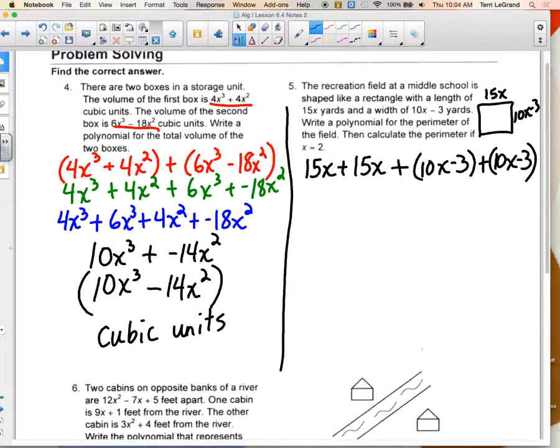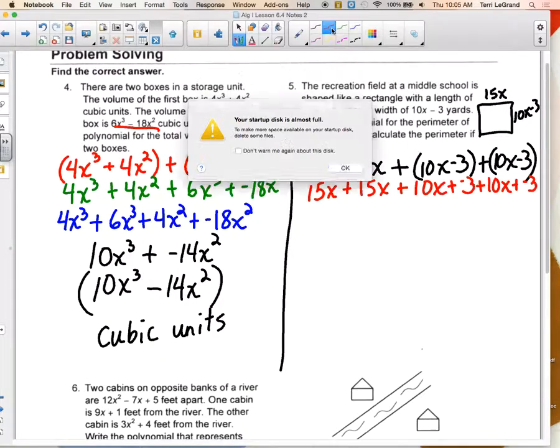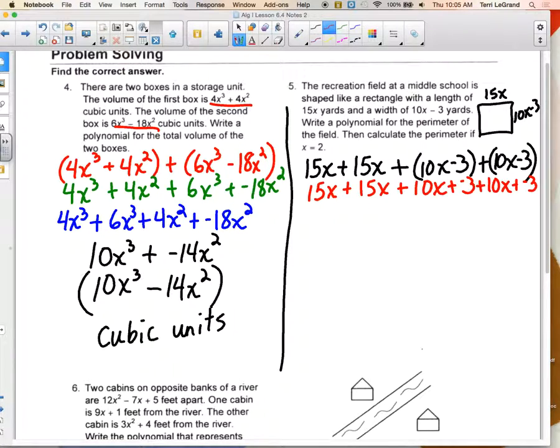Okay, now we're going to say, you know what? We have here 15x plus 15x, it's all addition, plus 10x plus negative 3 plus 10x plus negative 3. We can just ditch all those parentheses and then change my subtraction to add the opposite in the same step. Okay, how many x's do we have all together? 15 plus 15? 30 plus another 10? Plus another 10? 50.